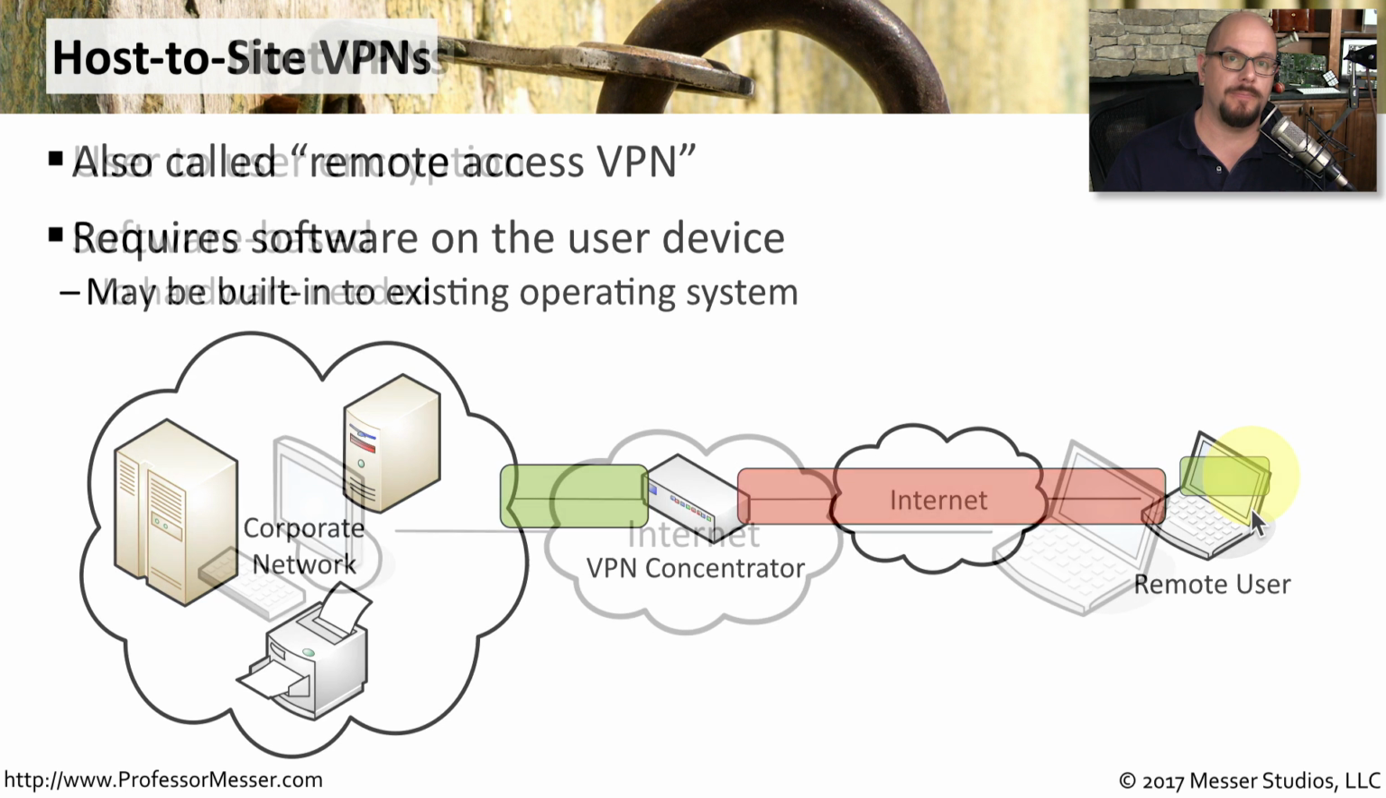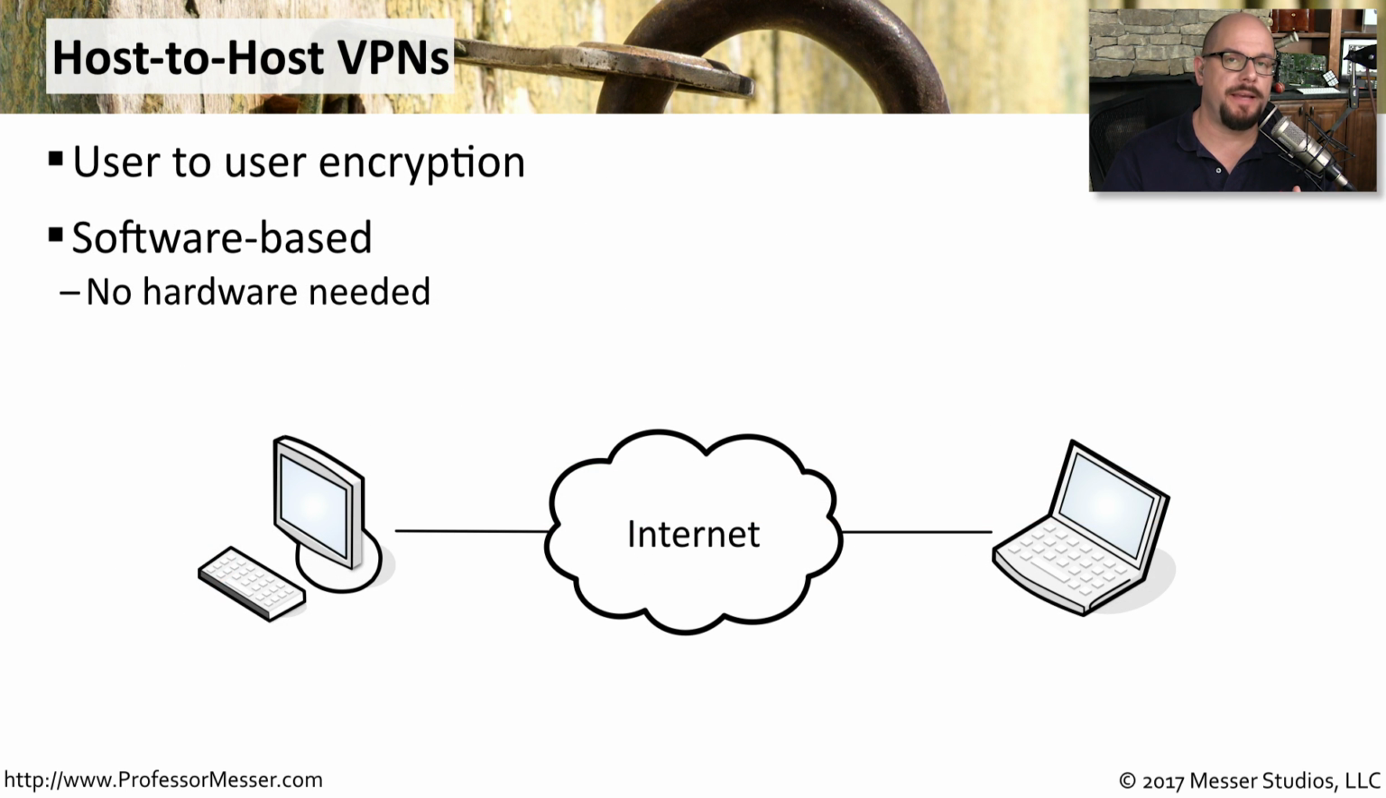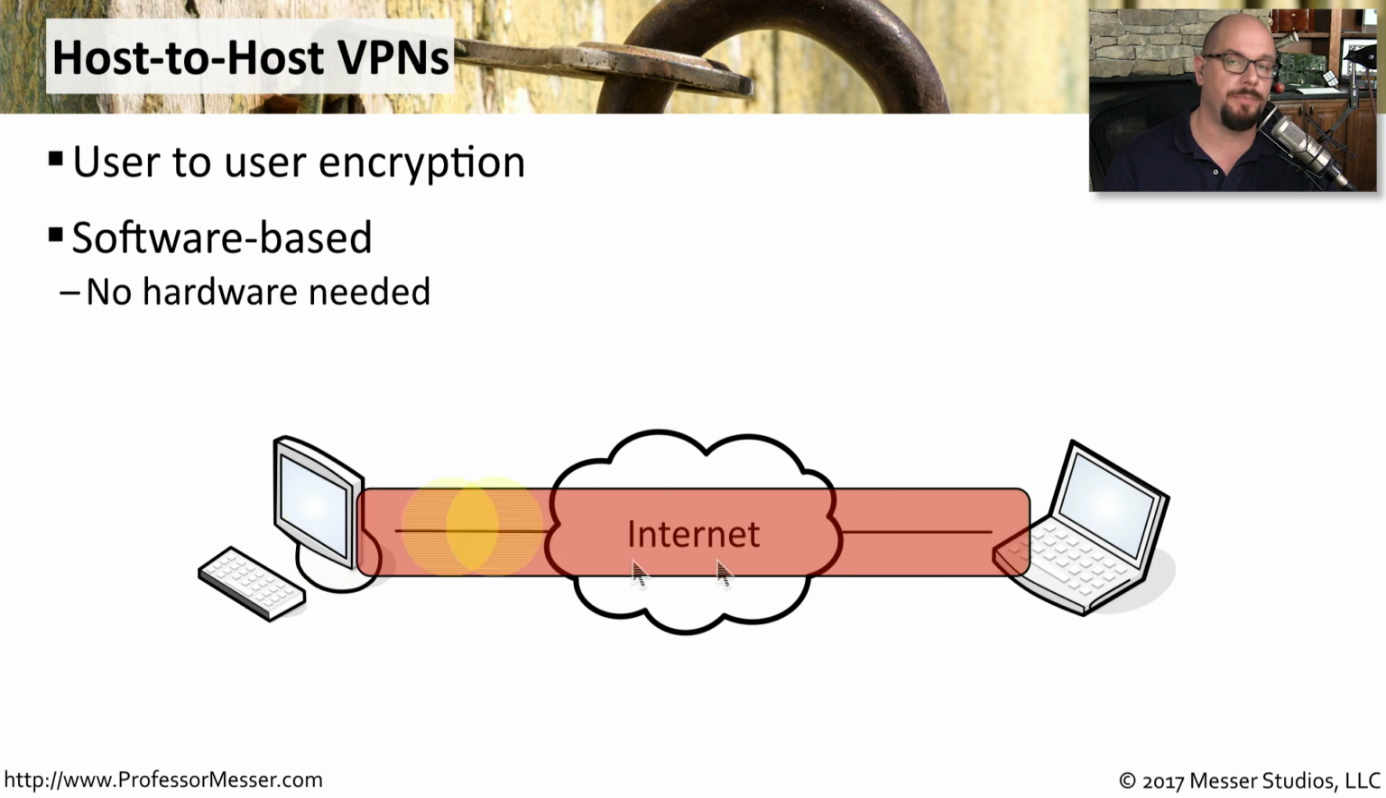Up to this point, our VPN implementations have required some type of VPN concentrator, which is usually some physical device that's connected to the network. But with the right software, you can build a VPN tunnel between devices without needing a separate piece of hardware. These would be host-to-host VPNs, and they're usually all software-based. We'd install some software on one device and install software on the other device and be able to build this encrypted tunnel between the devices.